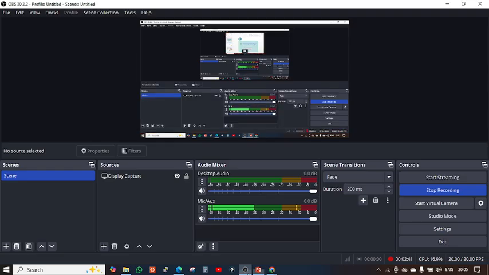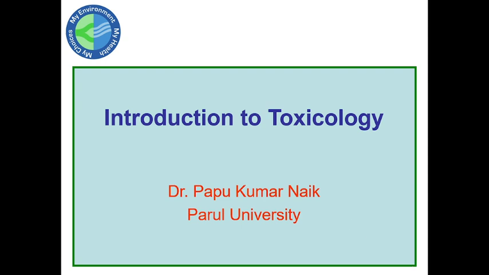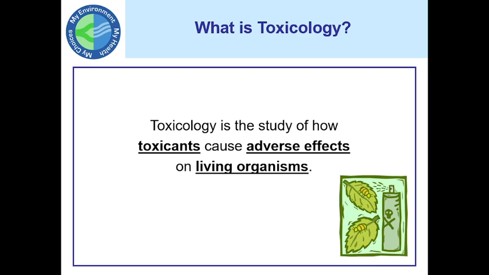So this is called toxicology. Introduction to toxicology. Toxicology means the study of toxic substances and their effect on health, particularly of humans. Actually, the effect of toxic substances applies to all living organisms, not only humans, but particularly we are studying the effect on humans. So what is the exact definition? Toxicology is the study of how a toxicant causes adverse effects on living organisms, not only humans but also animals, plants, everything.